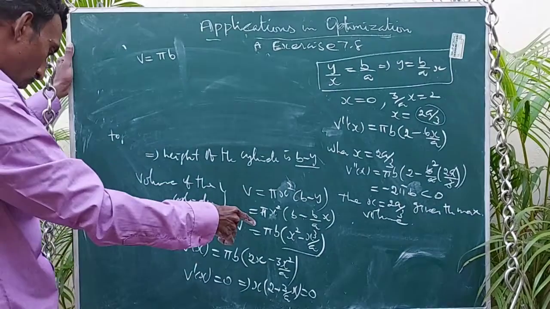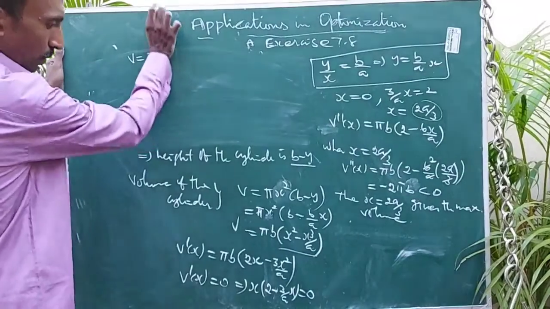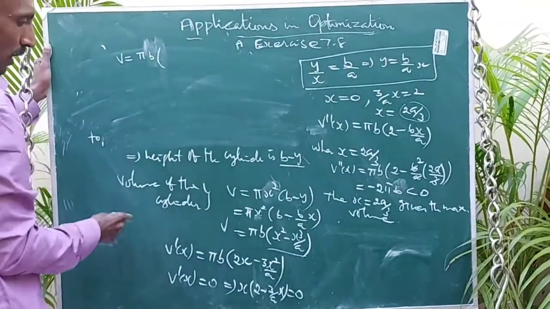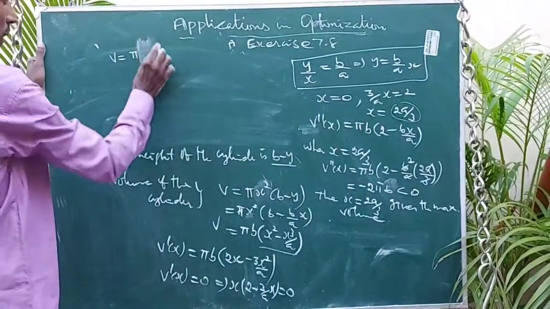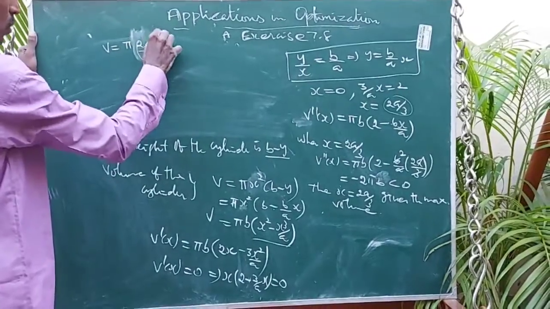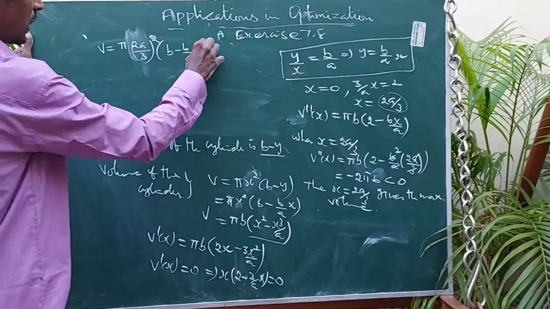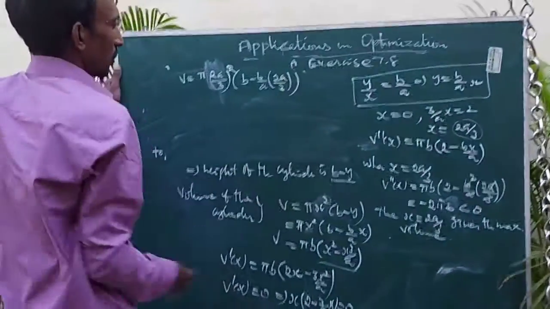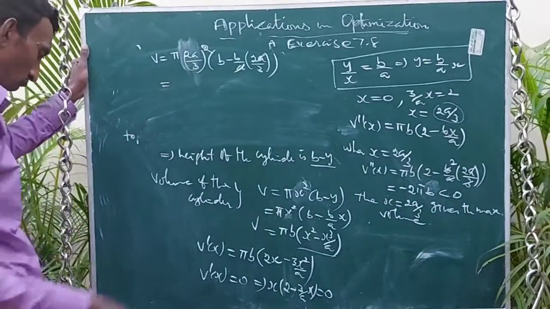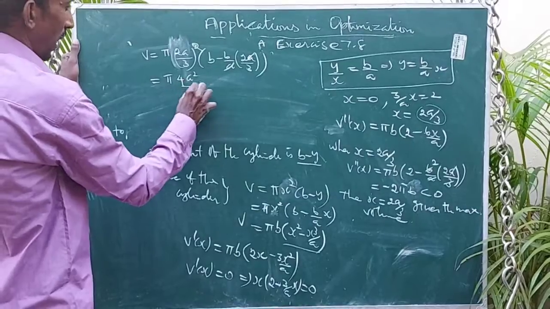So what are the values here? Pi b into x square. Pi x square, 2a by 3 the whole square, into p minus b by a into 2a by 3. Okay. So here a cancels. So what we are getting? Pi into 4a square by 9.